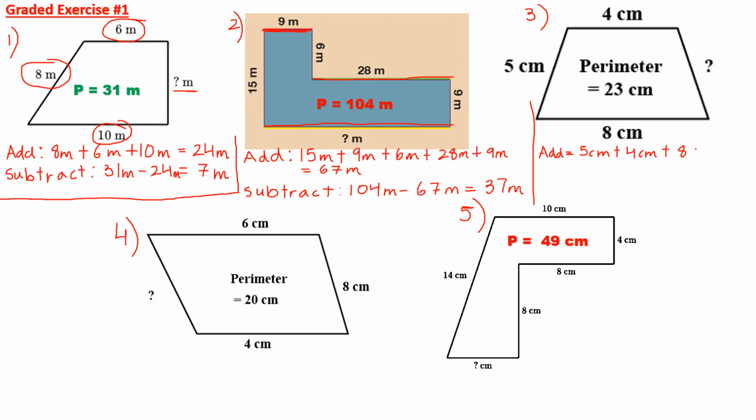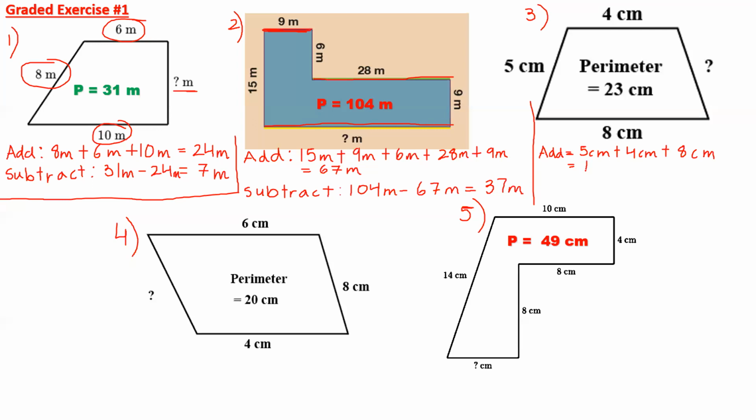Okay, so by the way, for those in the chat, put your answer for number 3, please, before she explains the rest. All right, when you add 5, 4, and 8, what do you get? 17. Got 17, okay, good.